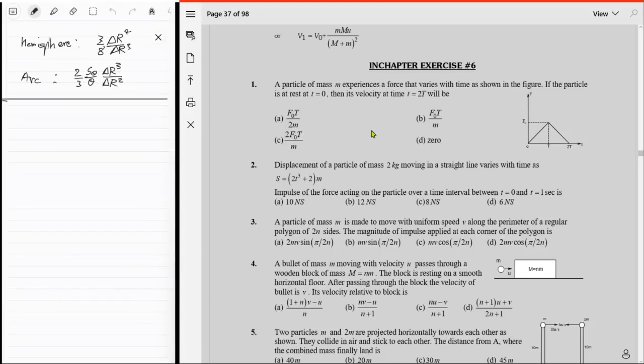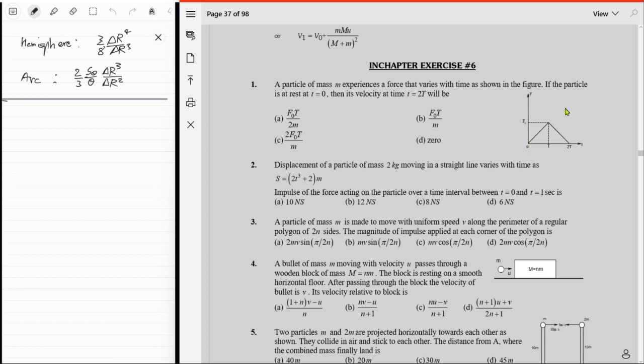We have here in chapter exercise 6. Let's go. A particle of mass m experiences a force that varies with time as shown. If the particle is at rest at t equal to 0, its velocity at t equal to 2t will be. So at this time, what's the velocity? It starts at 0. Okay, this is the force versus time graph.